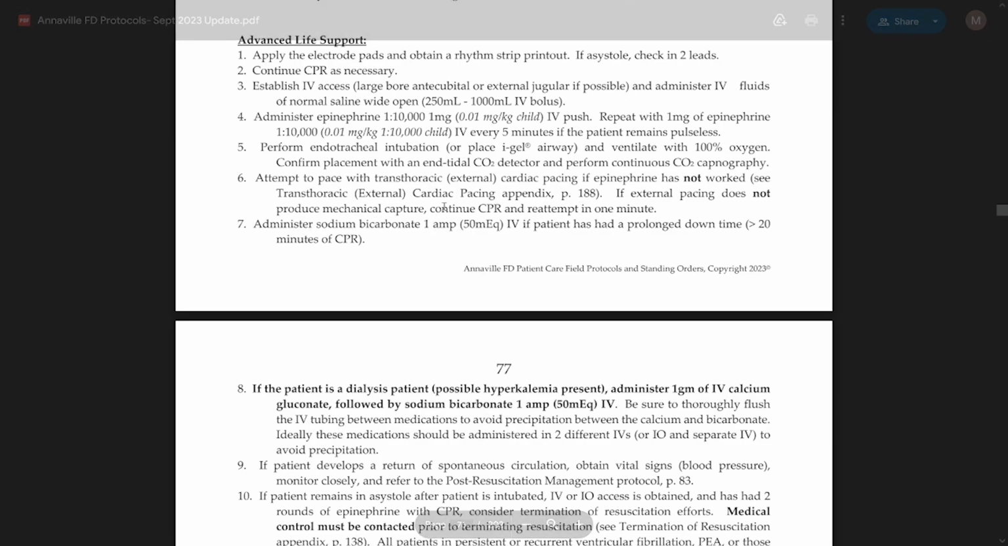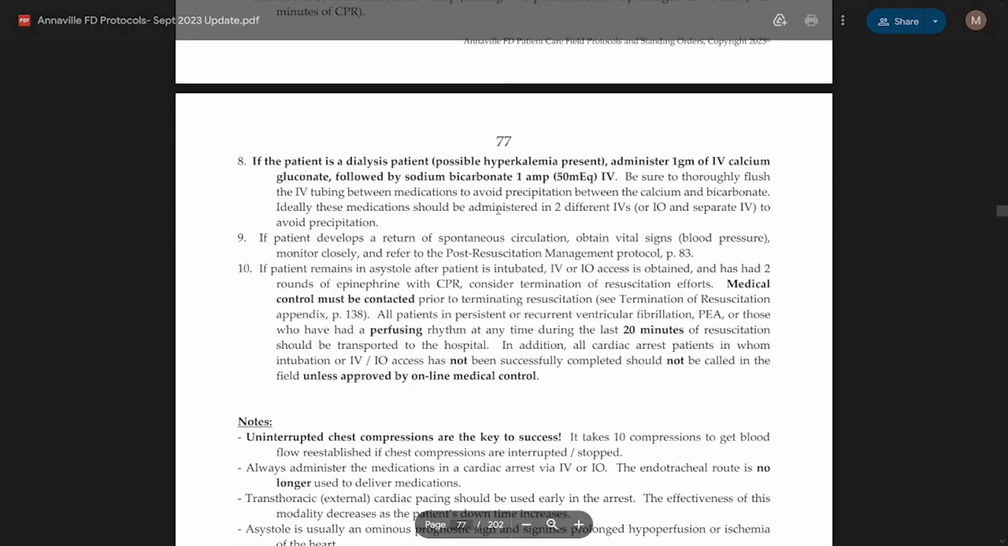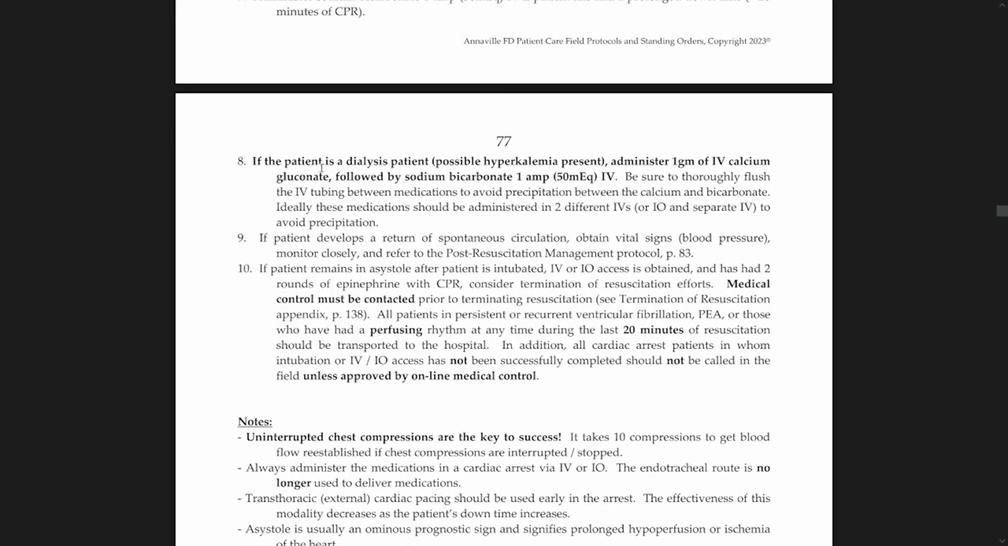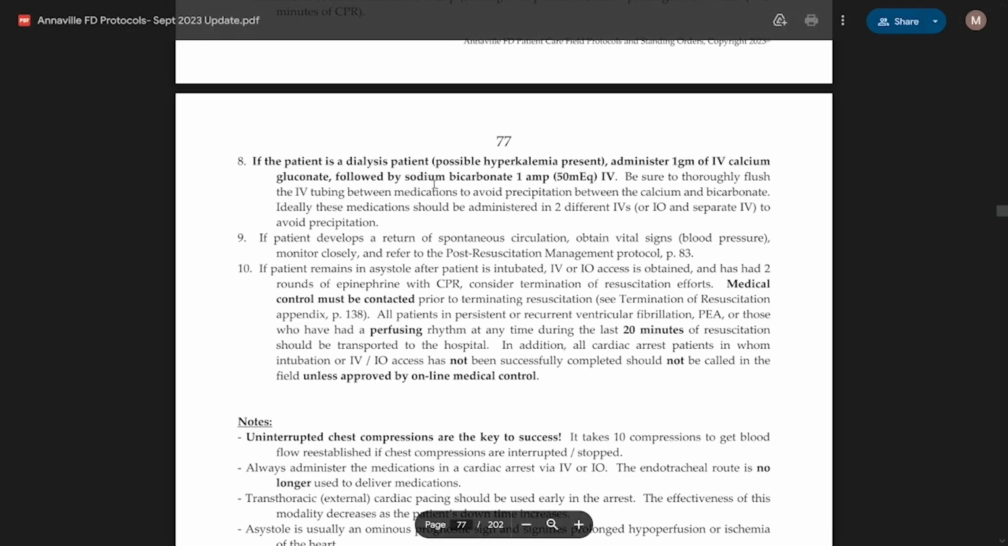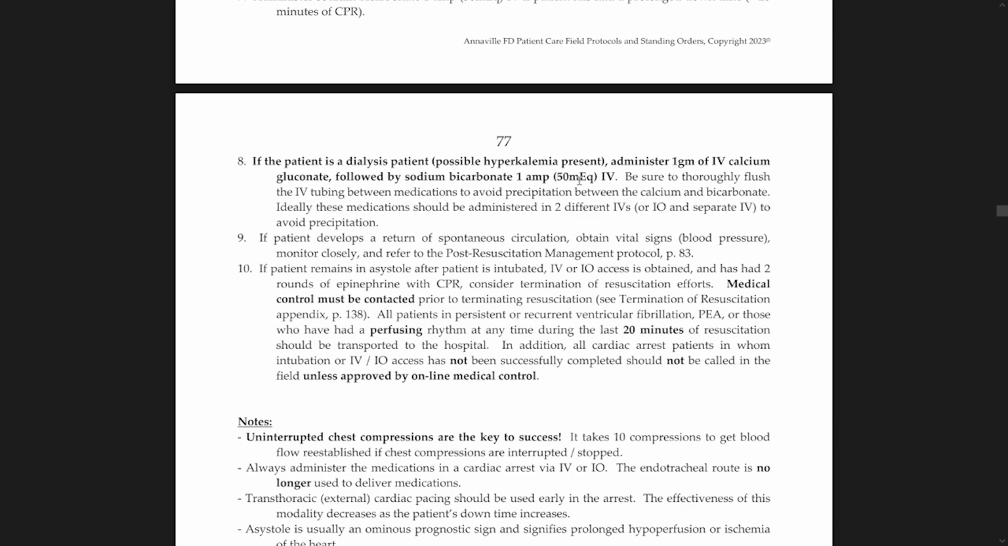Administer sodium bicarb at 1 amp or 50 milliequivalents IV if the patient had a prolonged downtime greater than 20 minutes of CPR. If the patient is a dialysis patient, this one is huge. Possible hyperkalemia is present, and administer 1 gram of IV calcium gluconate followed by sodium bicarbonate 1 amp at 50 milliequivalents IV. If you don't do this, the hospital staff's going to beat you up. Make sure you do it.